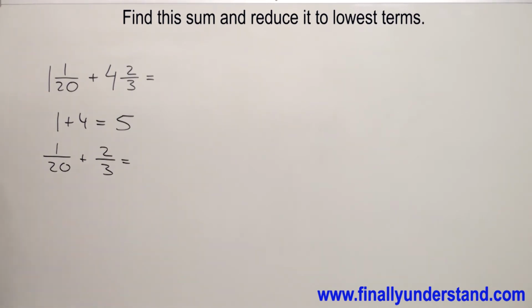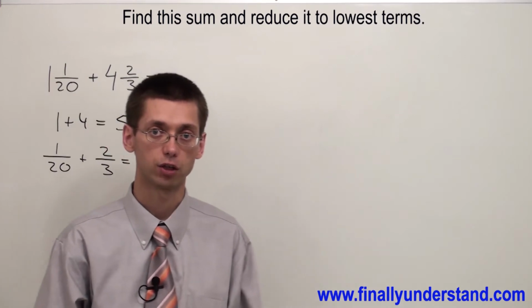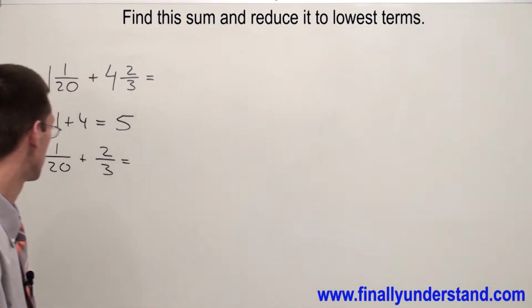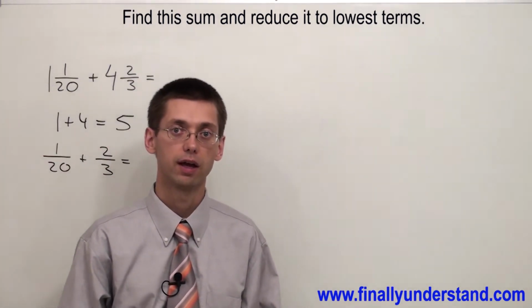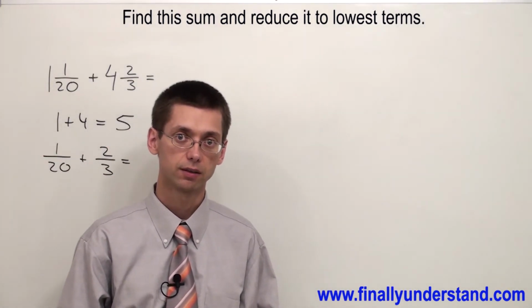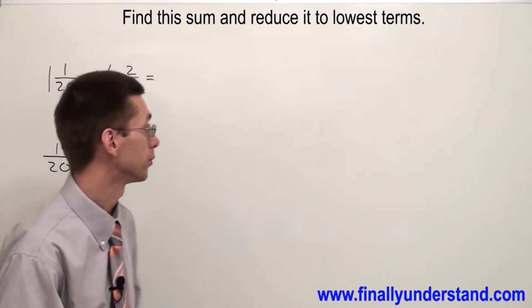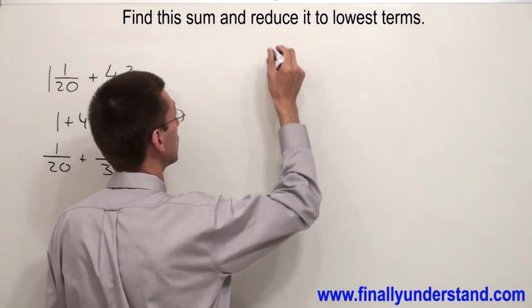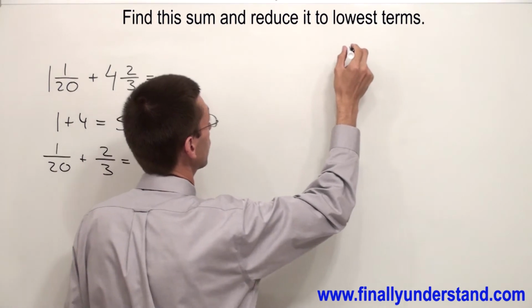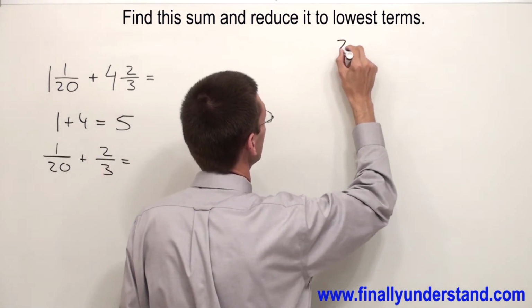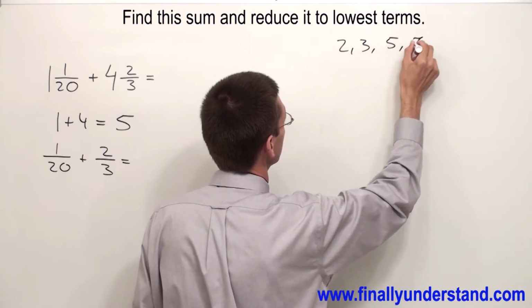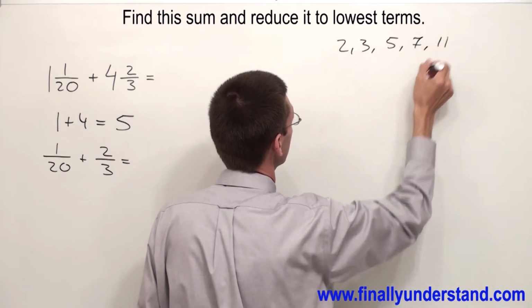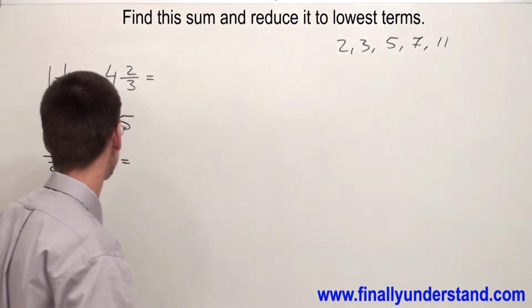Okay, in order to add fractions, we're supposed to find a common denominator. The common denominator for these two fractions is 60. The question is, is everyone of you saying that? If not, let me just remind you that we're supposed to use the prime numbers. Prime numbers are 2, 3, 5, 7, 11. I hope this is going to be enough for us.